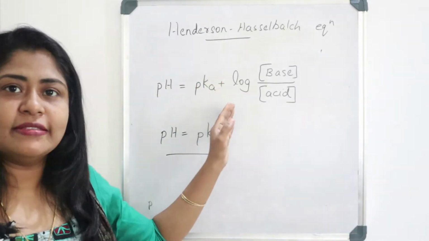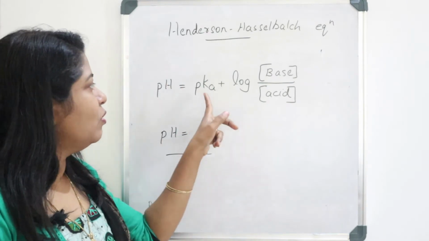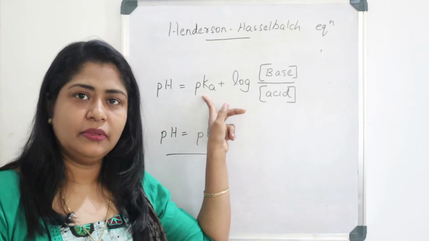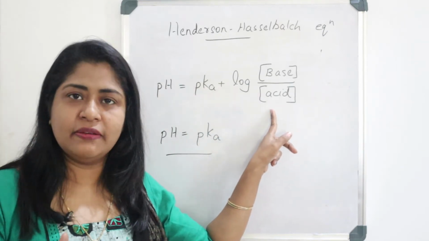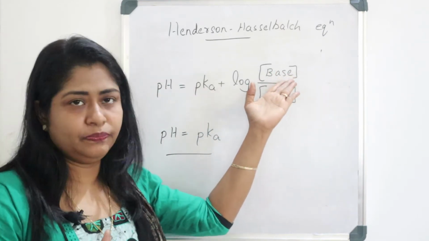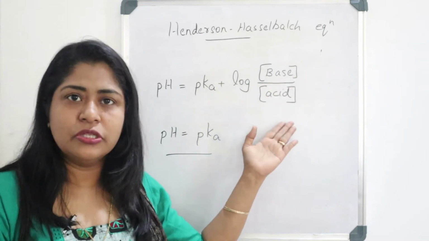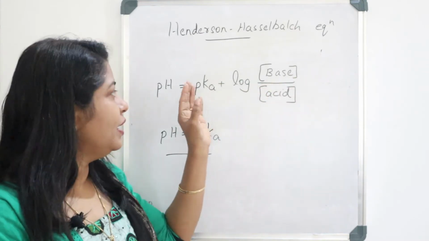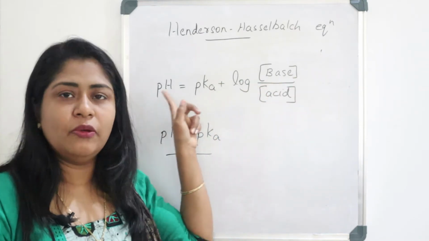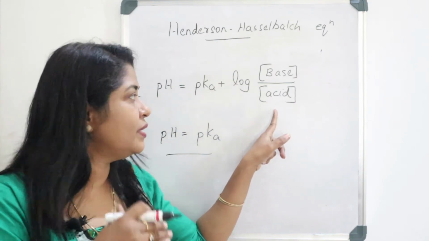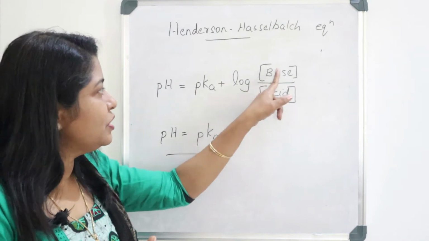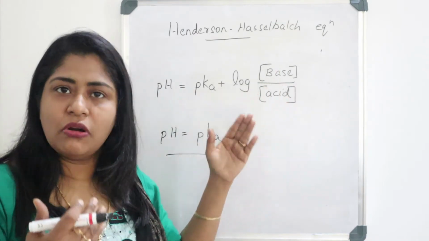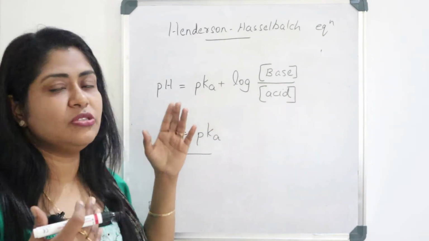So for uses of the Henderson Hasselbalch equation, we can find out the pKa when pH and the concentration of base to acid are given. We can write salt here also, the concentration of salt by the concentration of acid. So we can find out the pKa if the pH value and the concentration of the salt or base to the acid are given. And also we can find out the concentration of the base to acid, or salt to acid, if pH and pKa values are given.